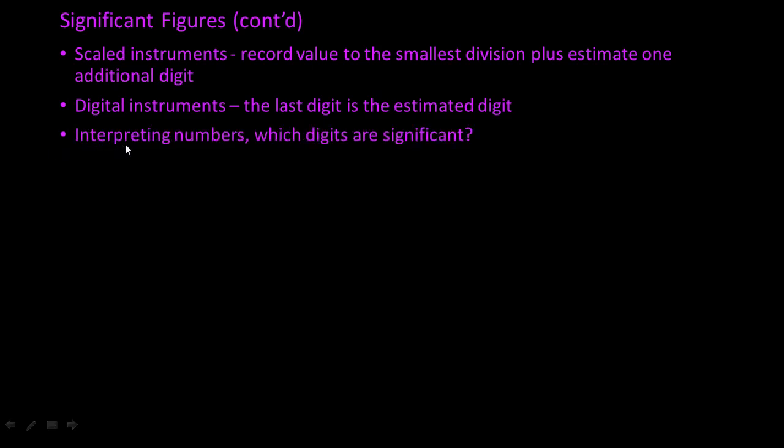So we have to be able to interpret numbers as to which digits are significant because scientists and engineers are going to write their numbers using significant figure rules. So first of all, non-zero digits are significant. For instance, in the number 1225.3, all 5 digits are significant.